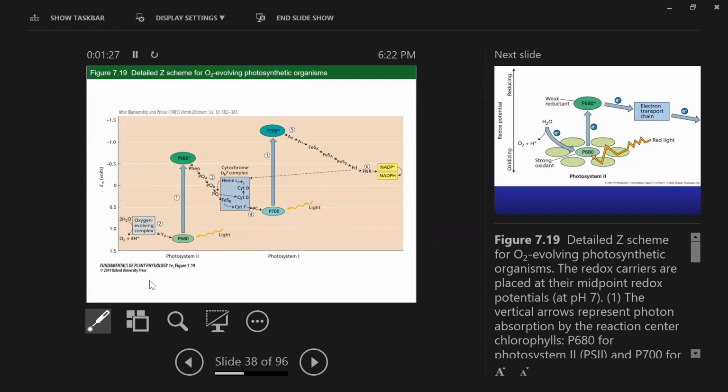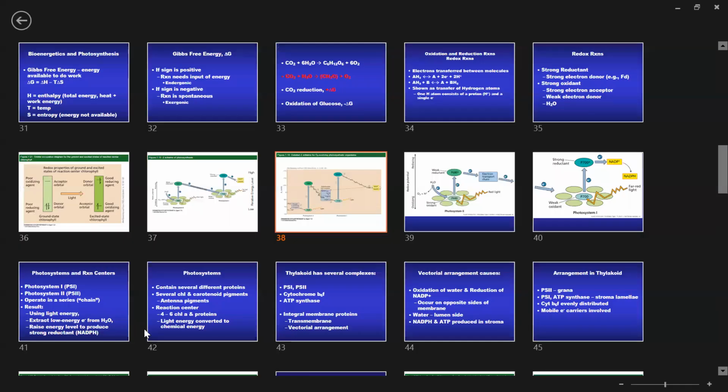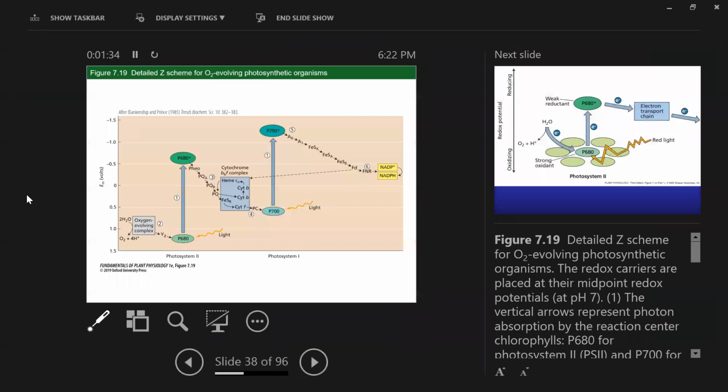So this is slide 38 on my slide set. I think this gives all the players. It goes photosystem II, and they do PQA, PQB. I say first PQ, second PQ. And then that second PQ, once it gets 2 electrons, they don't really show that it's fully reduced, so it's not quite as accurate, I guess.